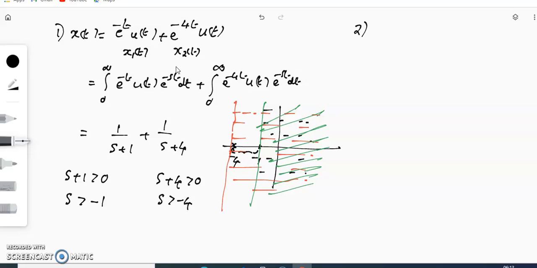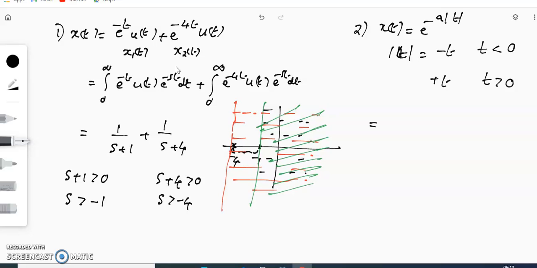Now take another equation, x of t is equal to e raised to minus a mod t. So here instead of t it is mod t. So what is the value of mod t? Mod t has two values, minus t and plus t. Minus t for time less than 0 and plus t for time greater than 0. If the time is less than 0, it is minus t. If the time is greater than 0, it is plus t.